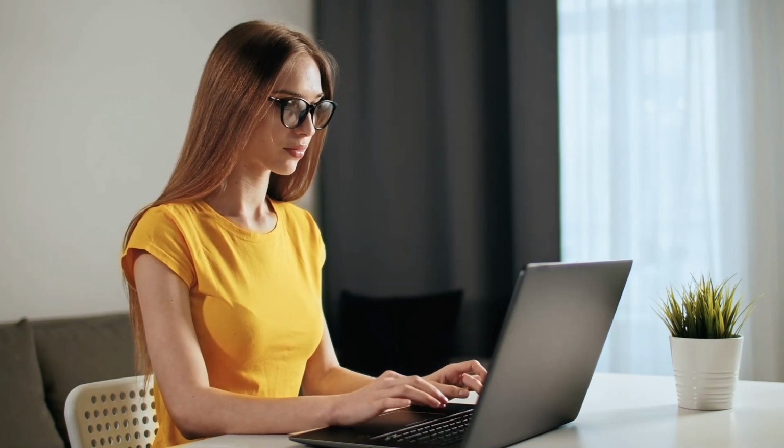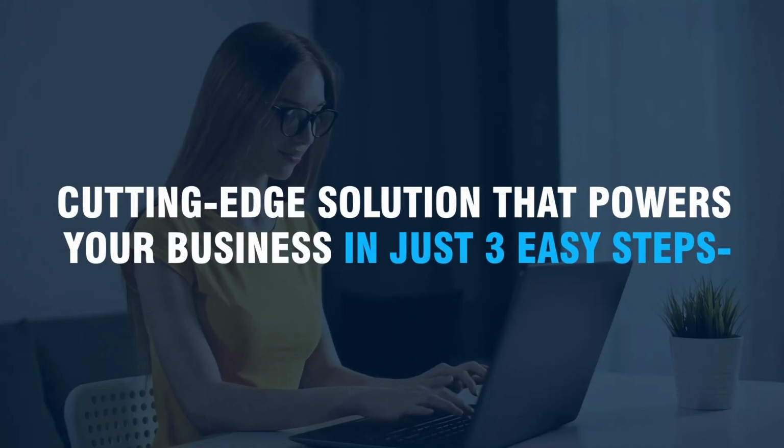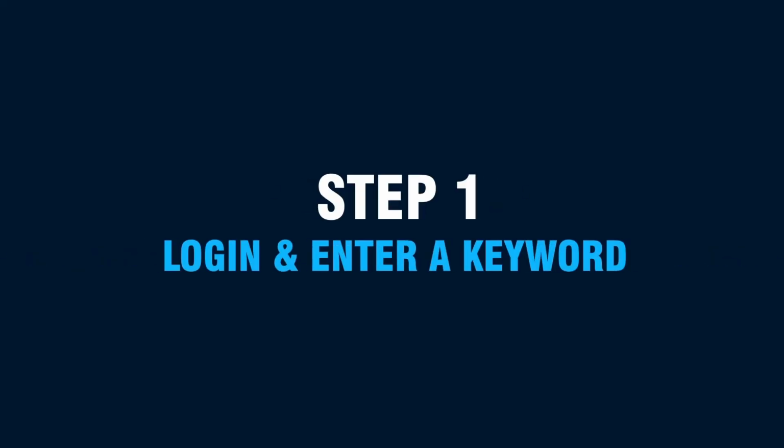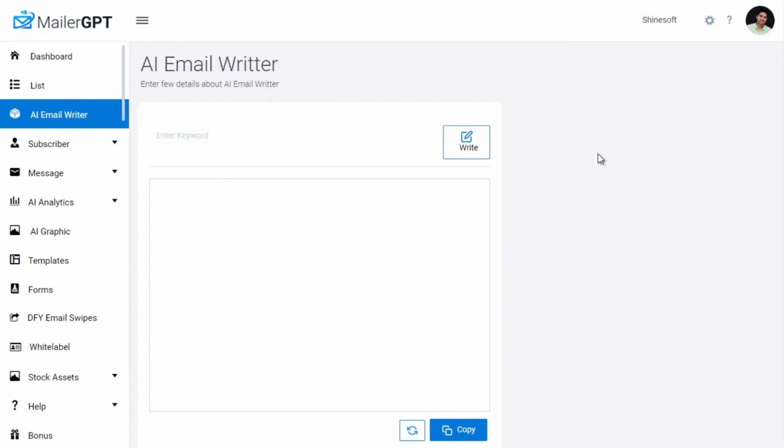Replace your old-school email marketing techniques with this cutting-edge solution that powers your business in just 3 easy steps. Step 1. Log in and enter a keyword. Log into your MailerGPT account and just enter the desired keyword for which you want to send an email.